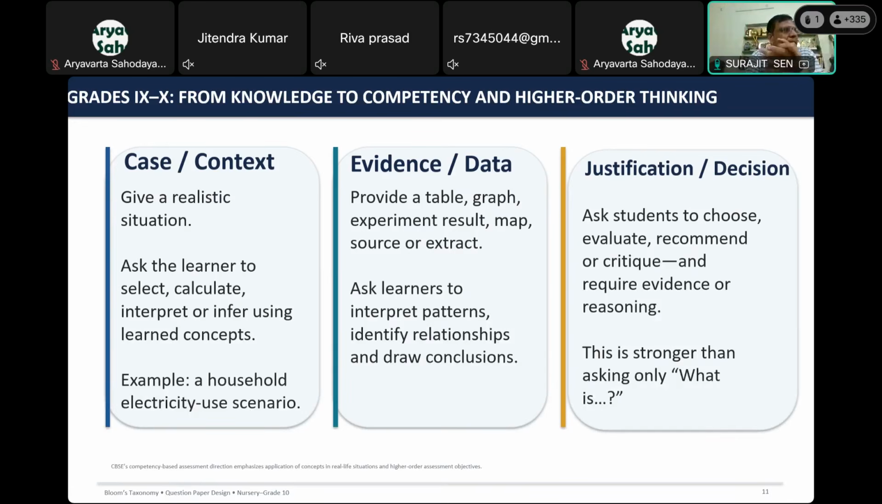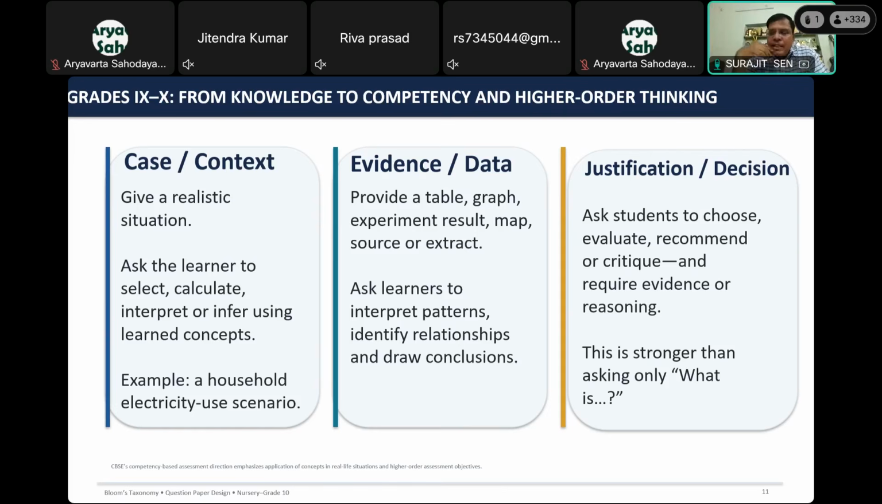Nowadays, we are always thinking about more realistic situations rather than all the mugging up of definitions. So case and context and evidence and data can be provided. Provide a table, graph, or experiment result. Ask the learners to interpret patterns, identify the relations, and when justification, decision making, or creation is needed, ask the students to choose, evaluate, and recommend or critique, and require evidence or reasoning.